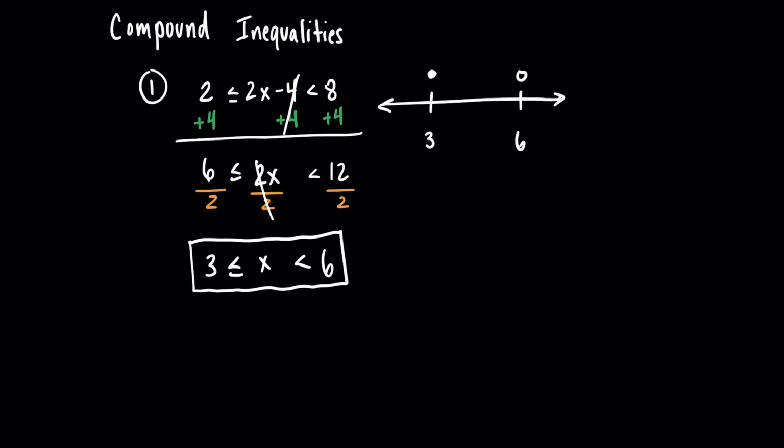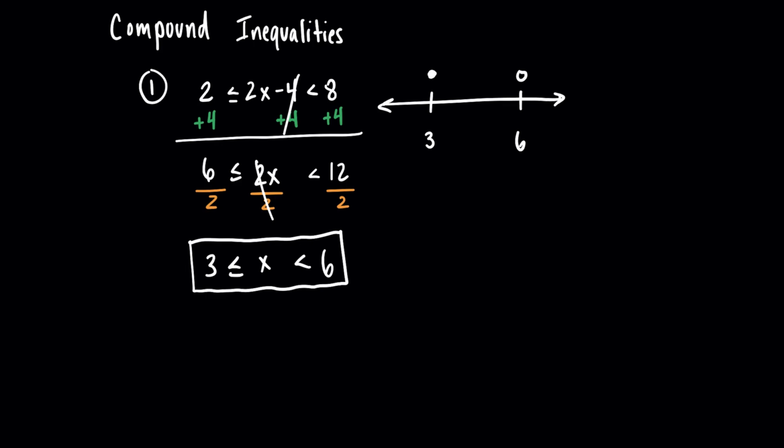So for example, would 4 work as a number? Is 4 greater than or equal to 3 and less than 6 at the same time? Yes. So 4 should be shaded. Would 7 work? Is 7 greater than or equal to 3? Yes. And less than 6? No. 7 should not be shaded in once we're done with this.